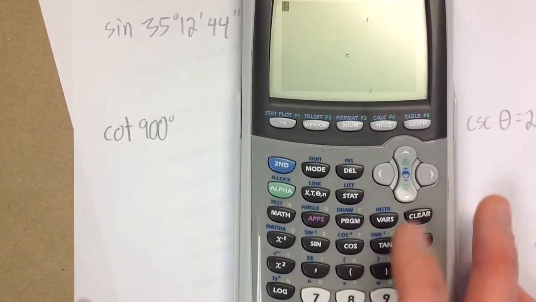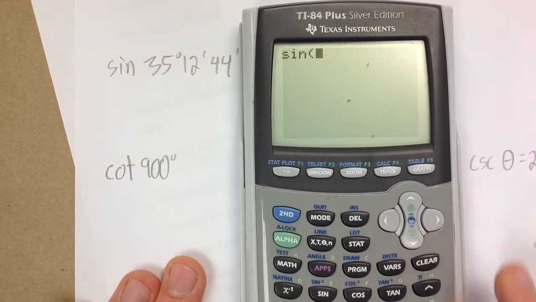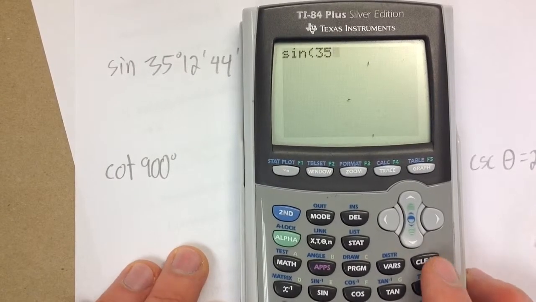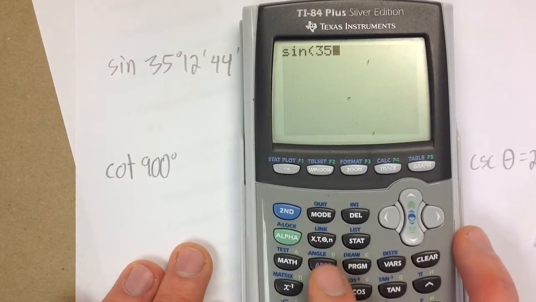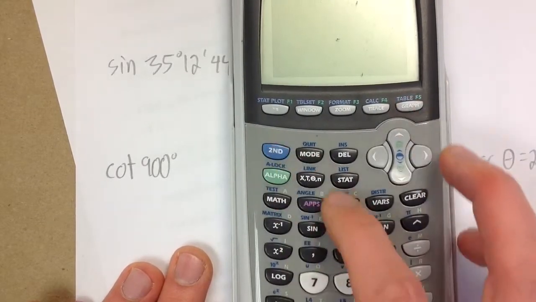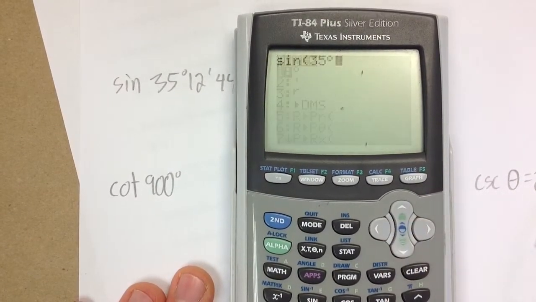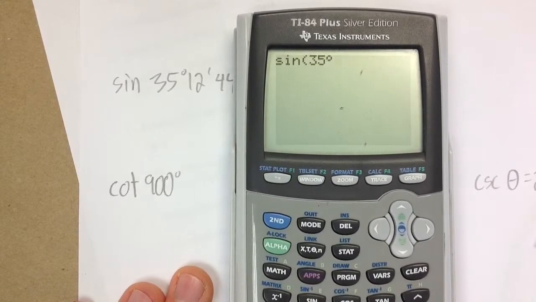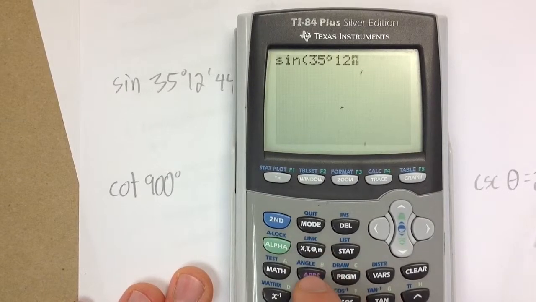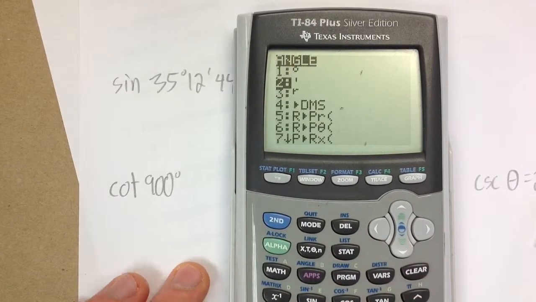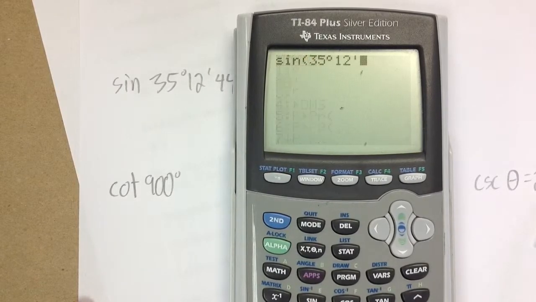So I press the sine button, and then 35, and you will find the degree symbol in the angle menu, which is second apps. Second apps. And notice it is there, it is number 1. And then you type in 12, because we want 12 minutes. Go back to second apps. Notice the minute symbol is there. Select that. And then 44.